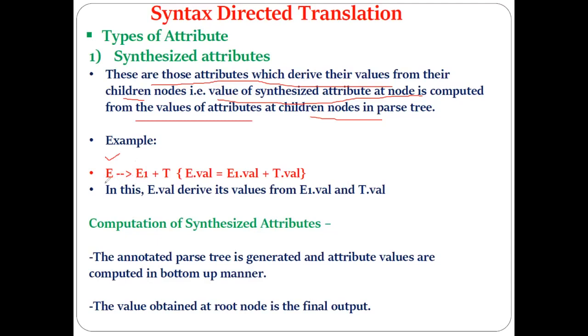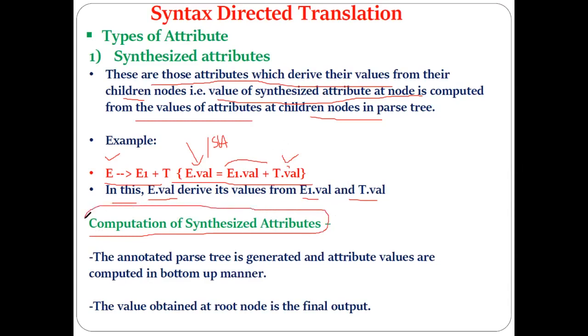Now this is our original grammar production. Now you add the semantic rule to that, which becomes E dot val equal to E1 dot val plus T dot val. So in this, E dot val derives its value from E1 dot val and T dot val. That is the reason E dot val is referred to as a synthesized attribute, because it is computing its value on the basis of its children. Now let's see the example of computation of synthesized attributes.